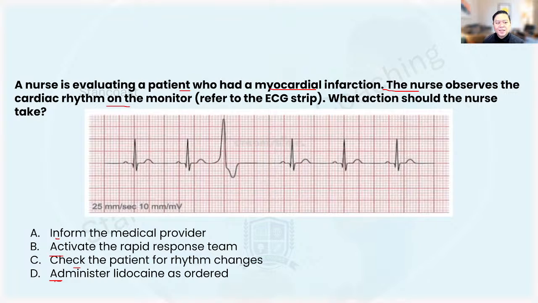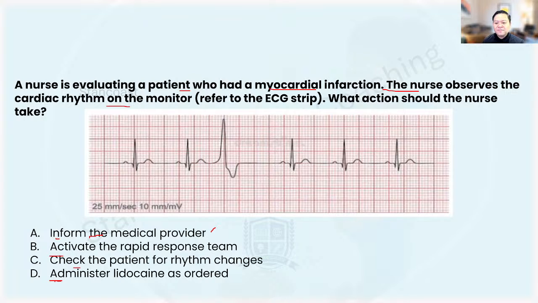Okay, let's go through the selections here, guys. Letter A, inform the medical provider. Mariama asks, is that a PVC? Yes, that is a PVC right there. Premature ventricular contraction, which is only one. Sinus rhythm with PVC. So, are you supposed to call the medical provider right now for a single PVC? Probably not a good step to do, okay?